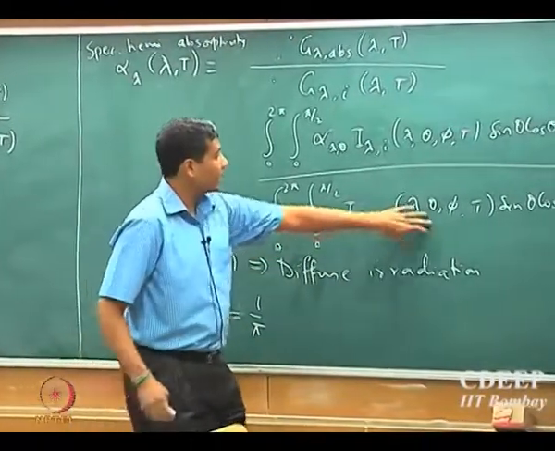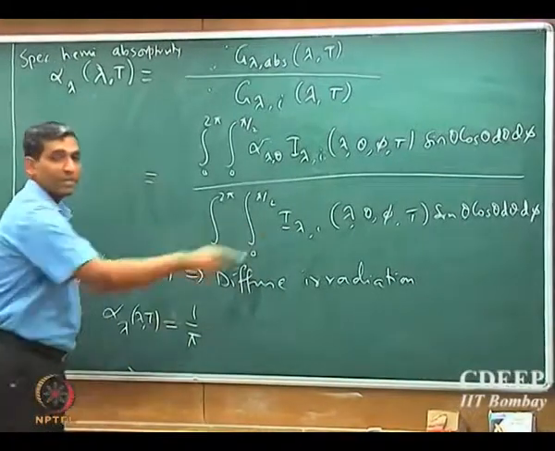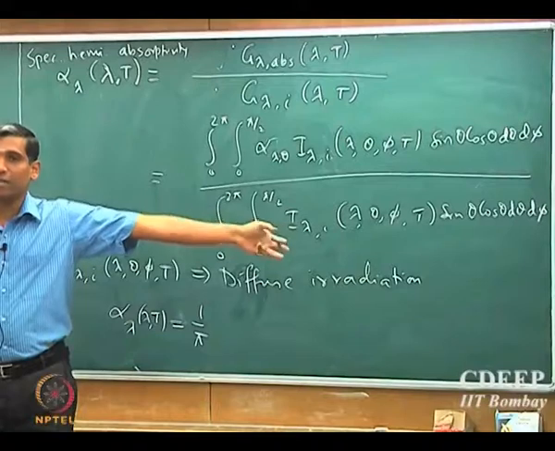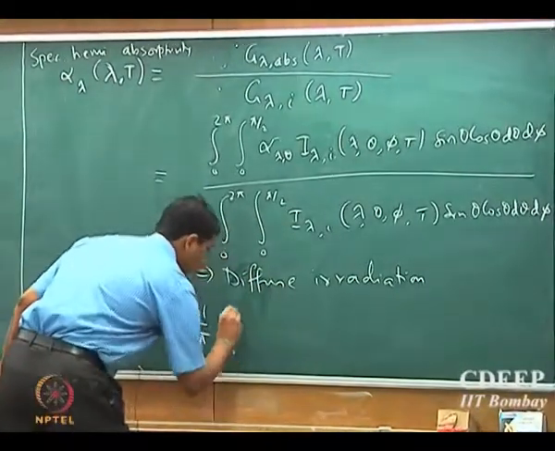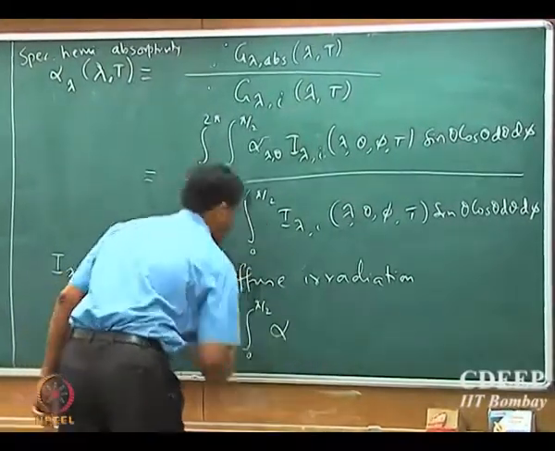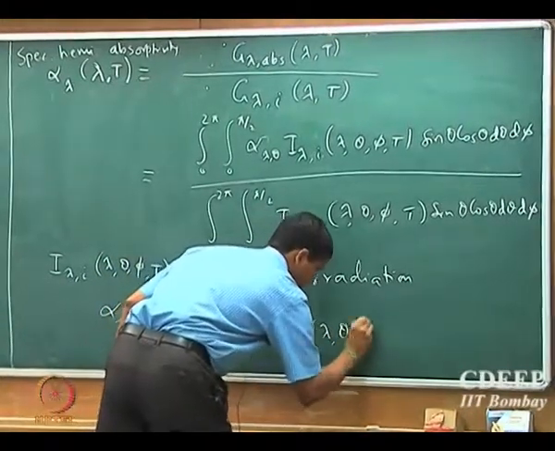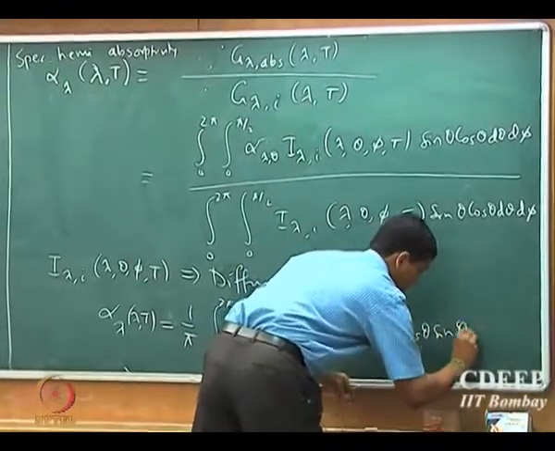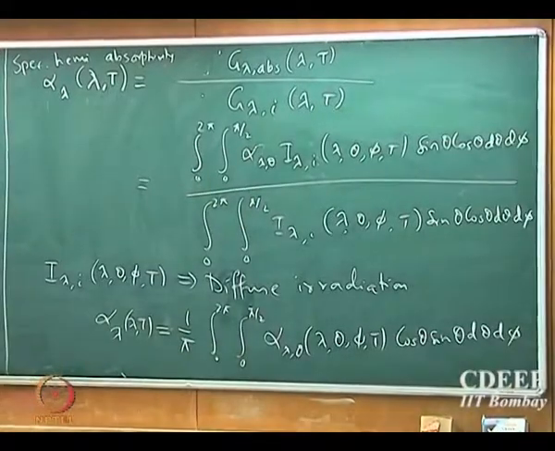So I lambda i will come out because it is independent of theta and phi. So that will cancel out, and the integral of sin theta cos theta d theta d phi is nothing but the solid angle of a hemisphere. So that will be 1 by pi, integral 0 to 2 pi, alpha lambda theta cos theta sin theta d theta d phi. Okay.